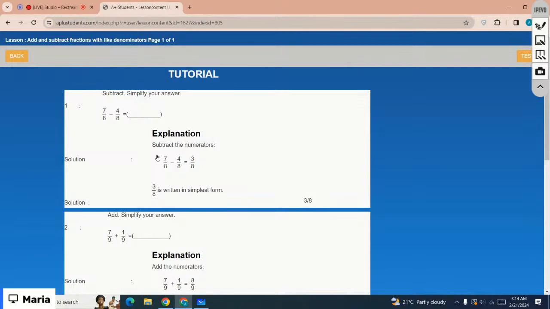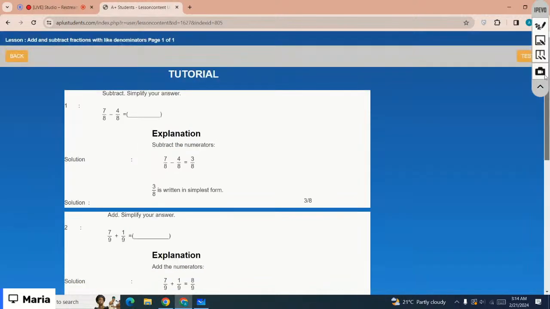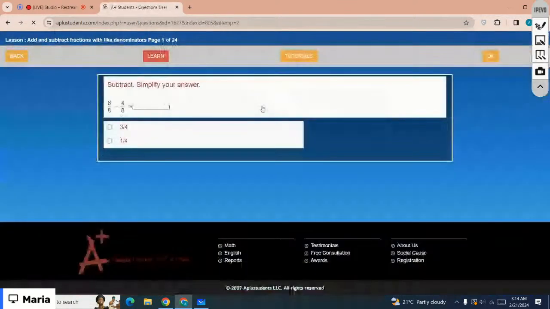The next one is 7 over 9 plus 1 over 9, right? Again, they have the like denominator 9. You simply have to add their numerators. You simply have to do 7 plus 1. So 7 plus 1 equals 8. That is 8 over 9. So working with like denominators is very, very easy. Like denominators means exactly the same denominators, so you simply have to add or subtract their numerators, right?